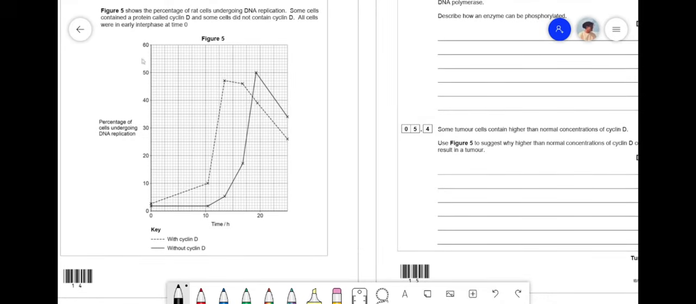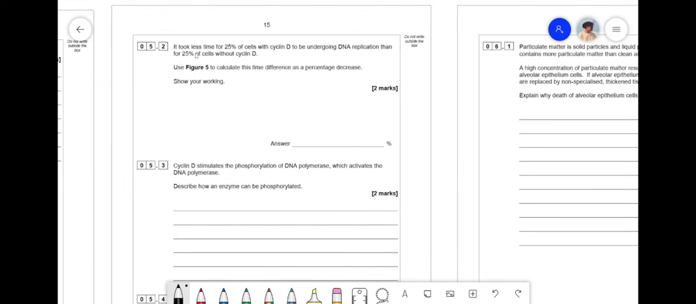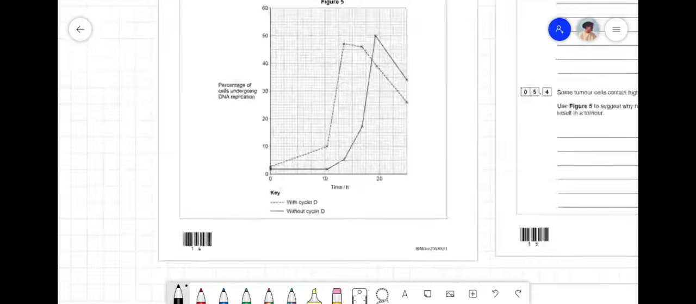So, look at the key and make sense of it. We've got the percentage of cells undergoing DNA replication, we've got the time here, and then this is with cyclin D and this is without cyclin D. It took less time for 25% of cells with cyclin D to undergo DNA replication than 25% without. Use figure 5 to calculate this time difference as a percentage decrease and show your working.